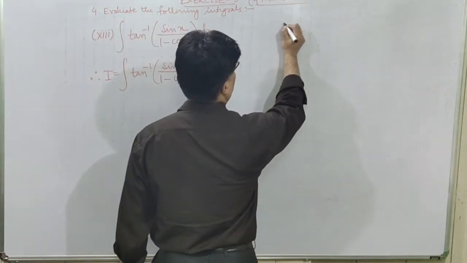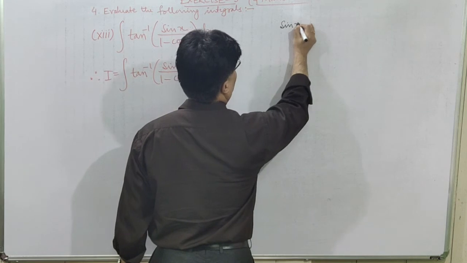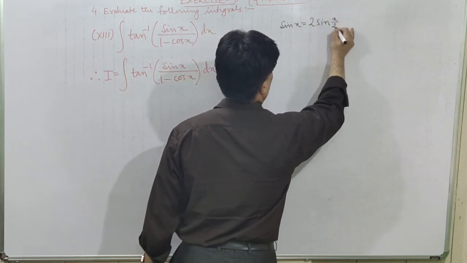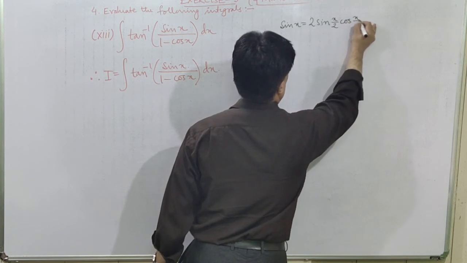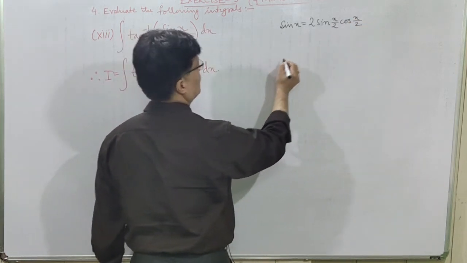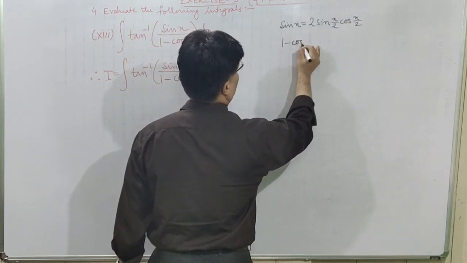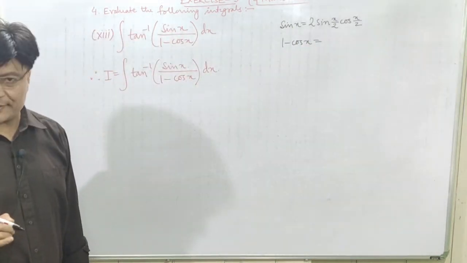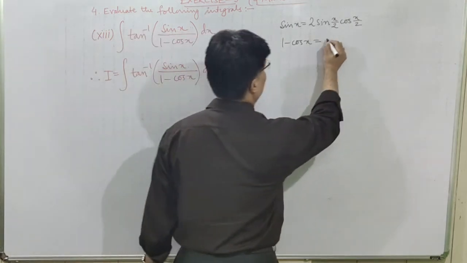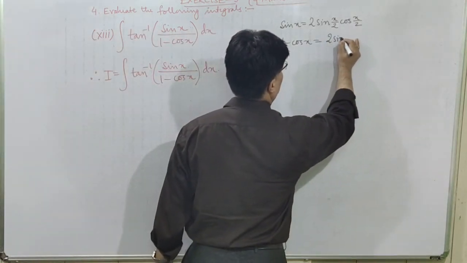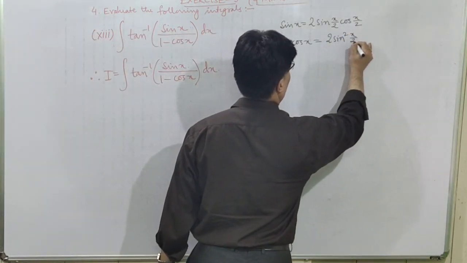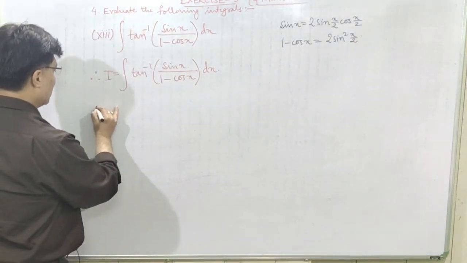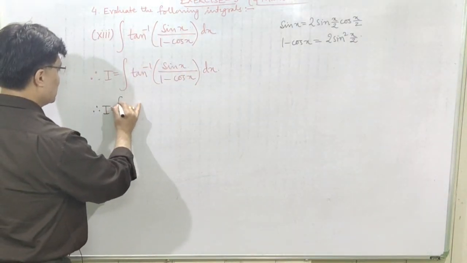So sin x, what is the formula for sin x in terms of the submultiple angle? It is 2 sin x by 2 cos x by 2, right? And 1 minus cos x is there. So what is the formula for 1 minus cos 2x? It is 2 sin square x by 2. You can use this formula now. So let us simplify it first, then you can integrate it.